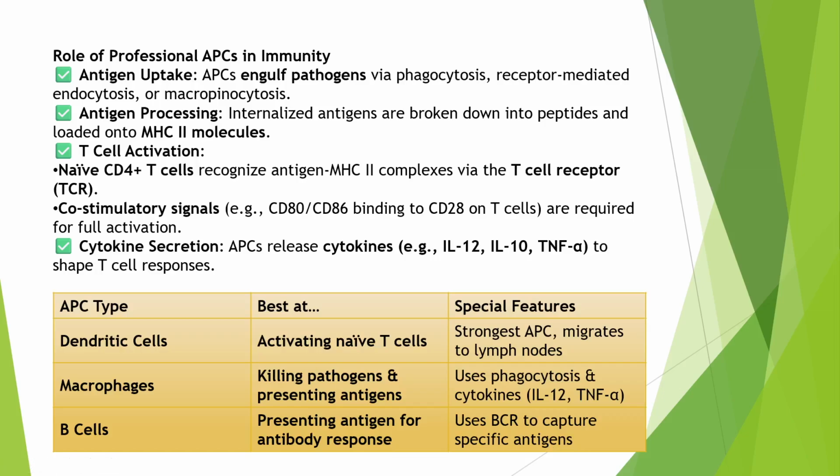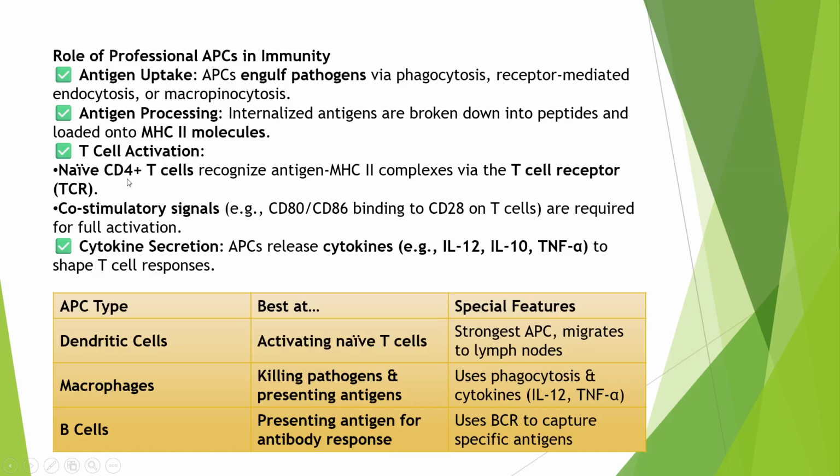So the role of professional antigen presenting cells in immunity is antigen uptake, antigen processing, co-stimulatory signals and cytokine secretion. For antigen uptake, the APCs engulf the pathogens via phagocytosis, receptor-mediated endocytosis or macropinocytosis. This leads to uptake of the antigen. Then antigen processing: once internalized, the antigens are broken down into peptides and loaded onto the MHC class 2 molecules.